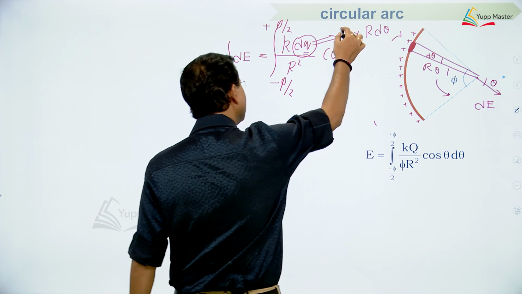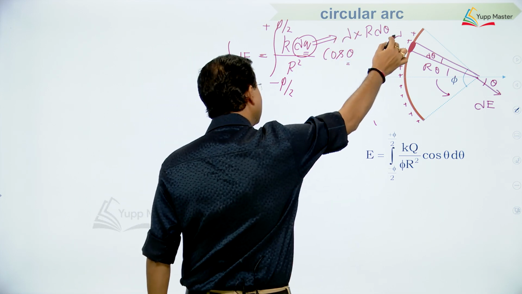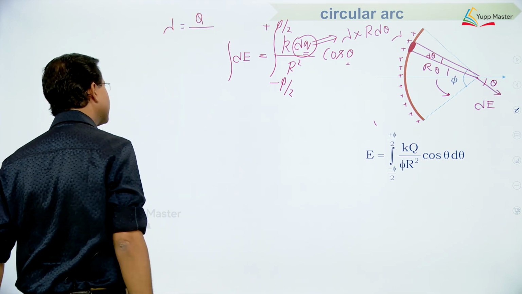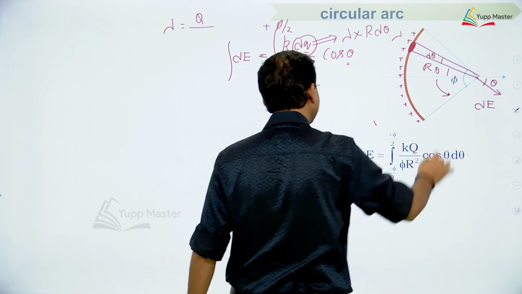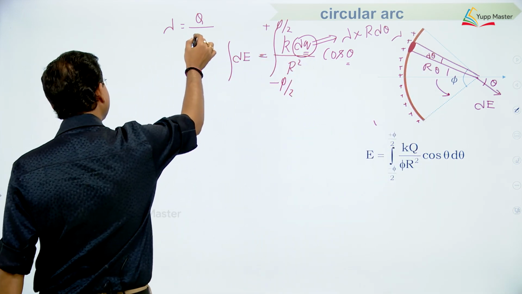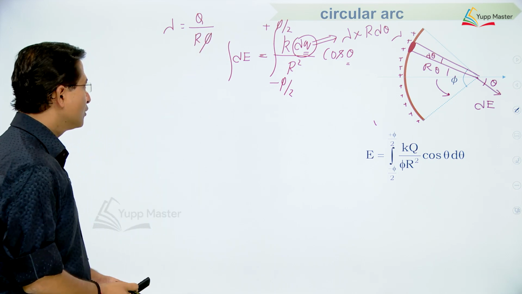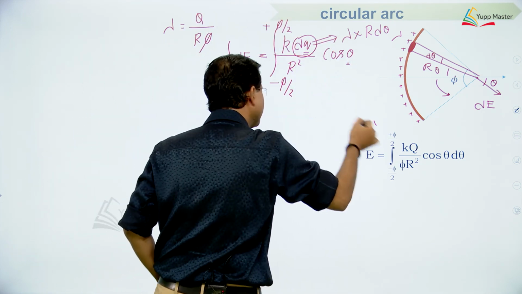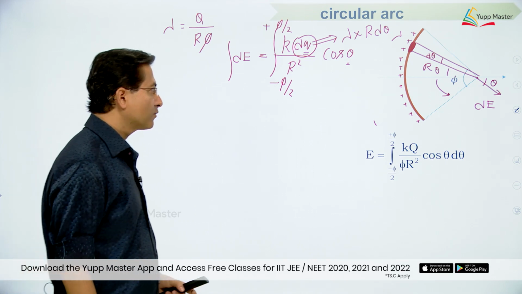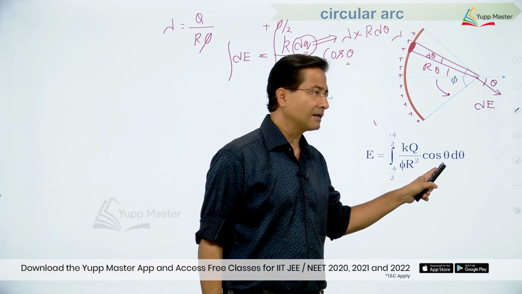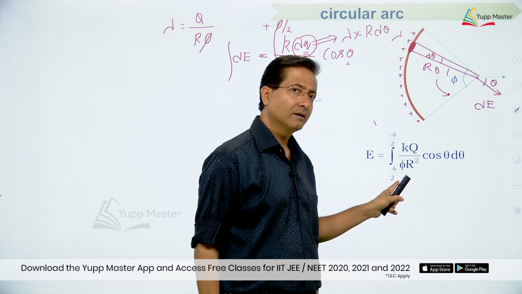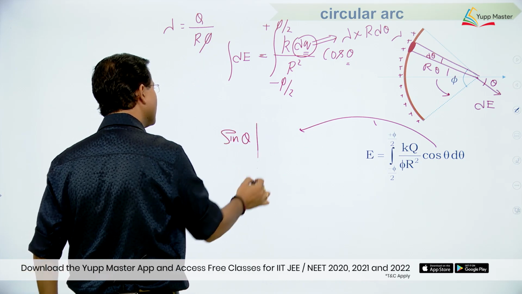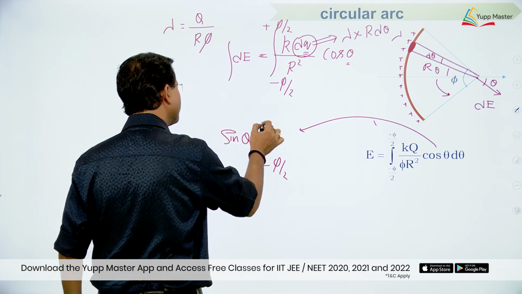Lambda I can write as charge divided by the length of this arc, r phi, which is constant. So I can substitute the value of lambda over here, and after simplification I will get this one. You know the integration of cos theta is sin theta, upper limit minus lower limit, right. So the integration of this one will give you sin theta from minus phi by 2 to plus phi by 2.